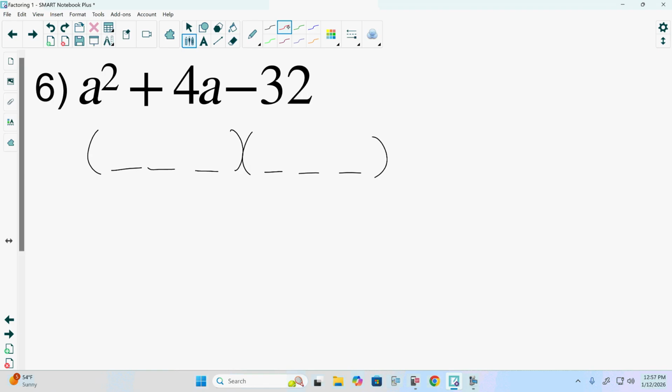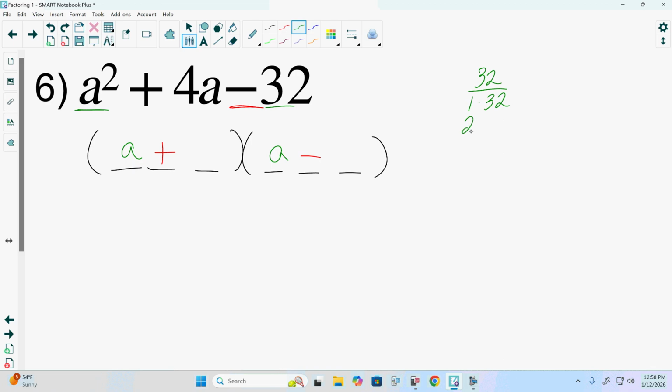Here our third term sign is negative. So that automatically means one of the signs has to be positive, the other has to be negative. Factors of the first term. What are our factors for a squared? A and A, and that's the only set of factors for a squared. Because we only have the one set of factors, might as well just plug it in. Our third term is 32.